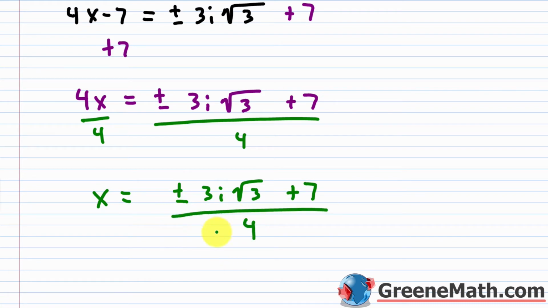So again, this is two solutions. We've got x equals 3i times square root of 3 plus 7 over 4. And then we've got x equals negative 3i times square root of 3 plus 7 over 4.